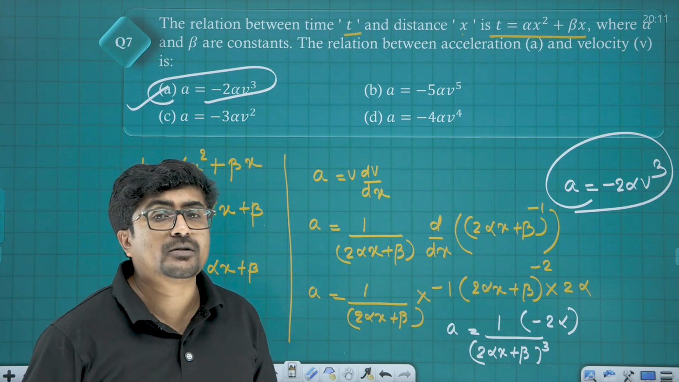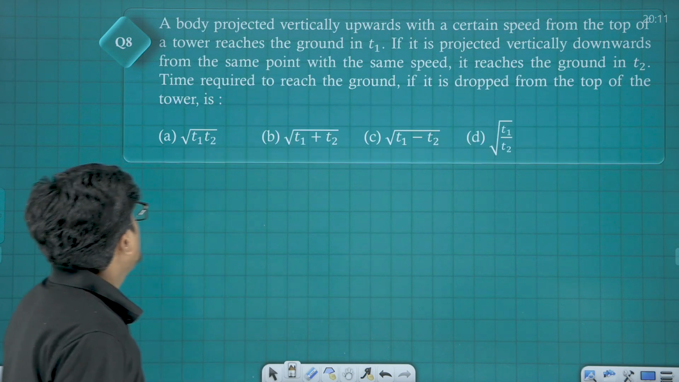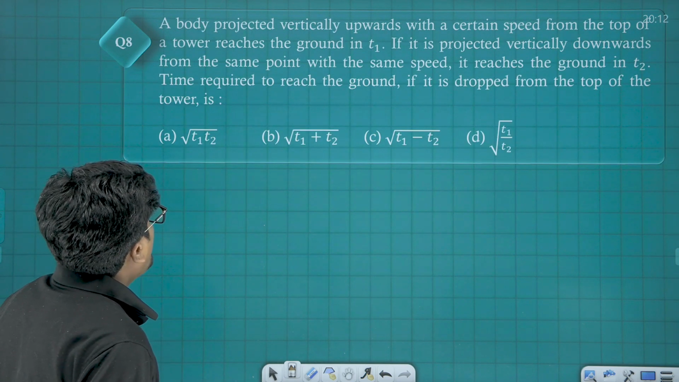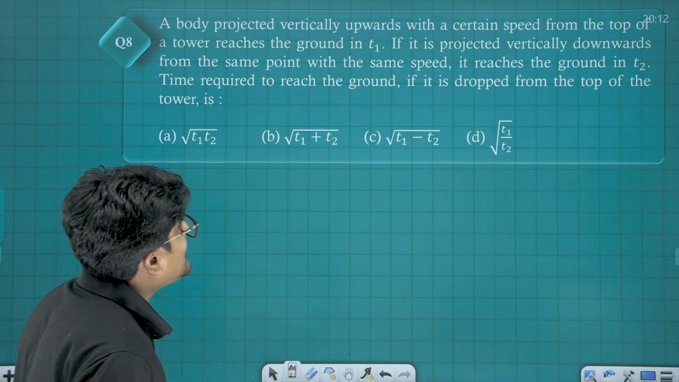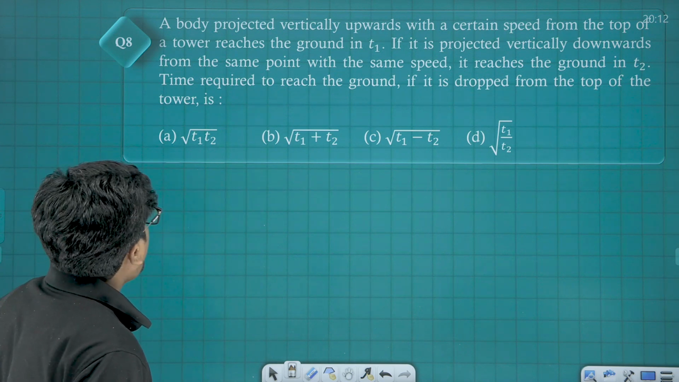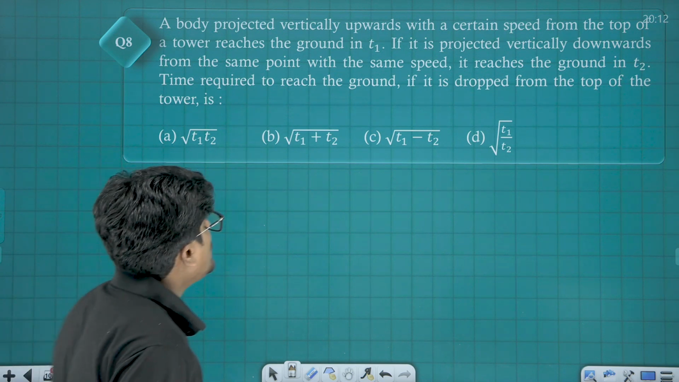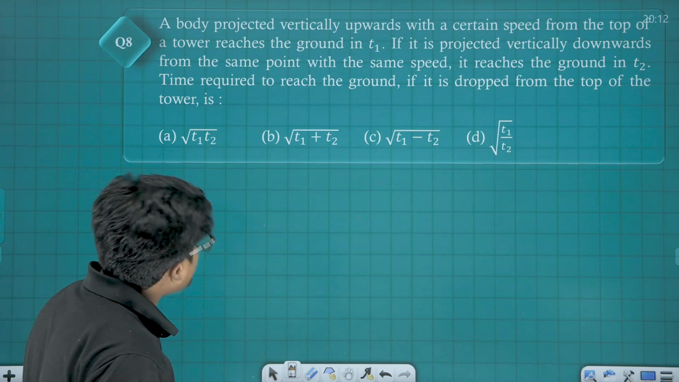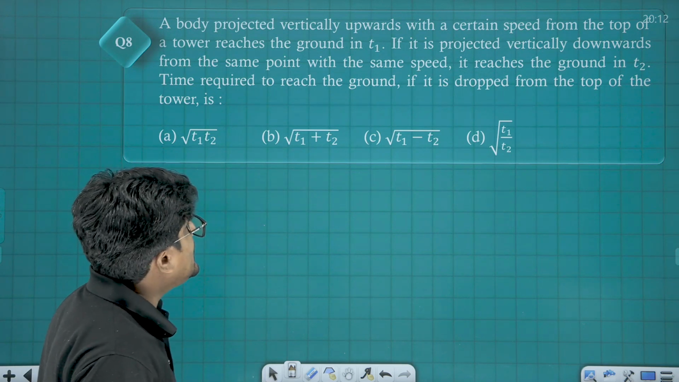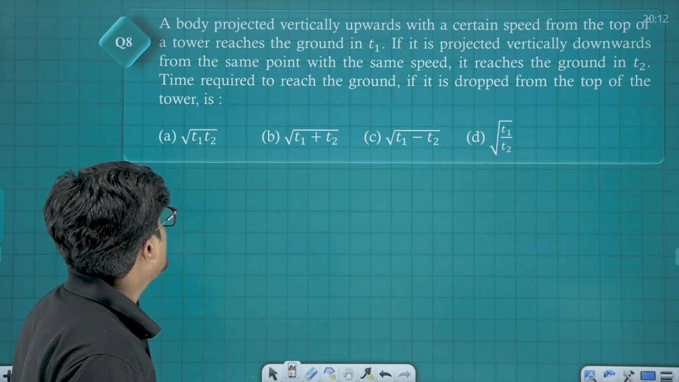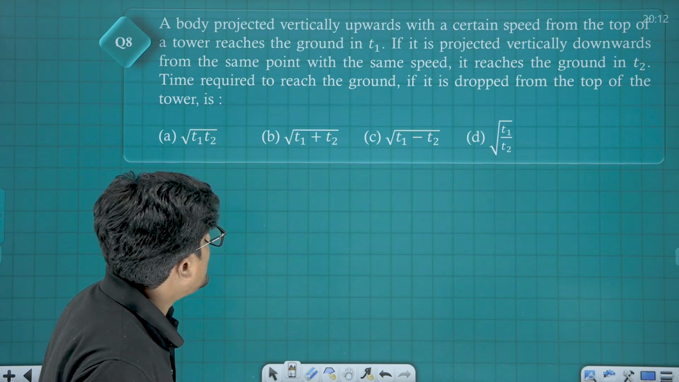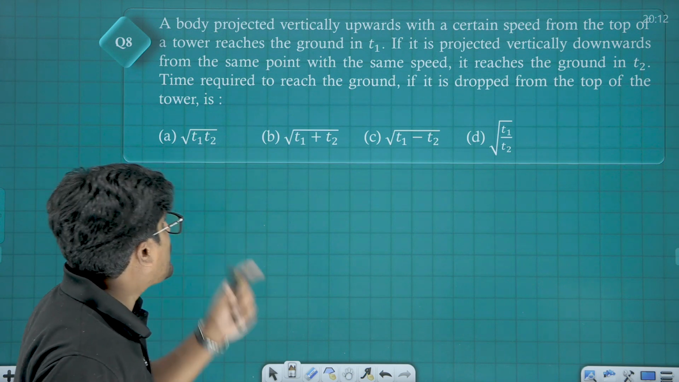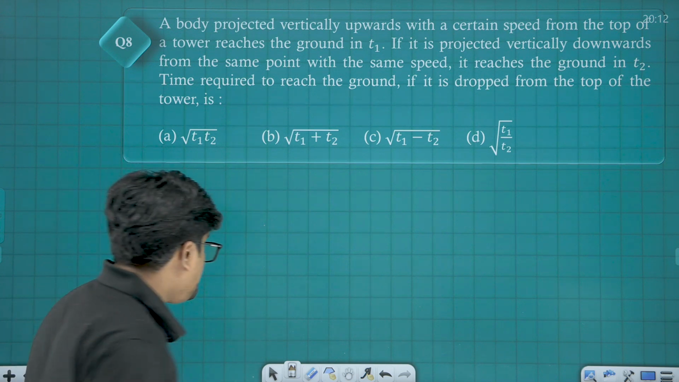Next is question number 8. Question number 8 says: a body projected vertically upward with a certain speed from the top of a tower reaches the ground in time t1. If it is projected vertically downward from the same point with the same speed, it reaches the ground in t2. The time required to reach the ground if it is dropped from the top of the tower is.